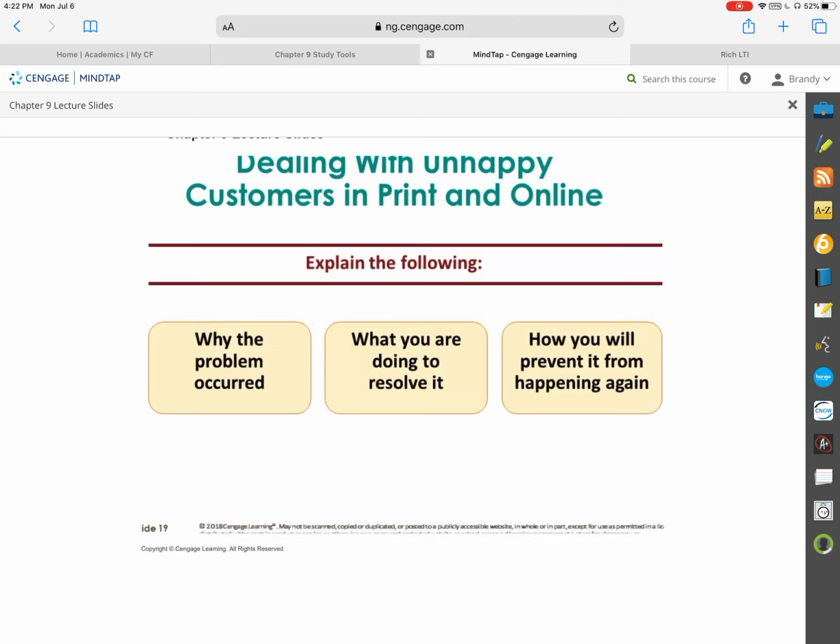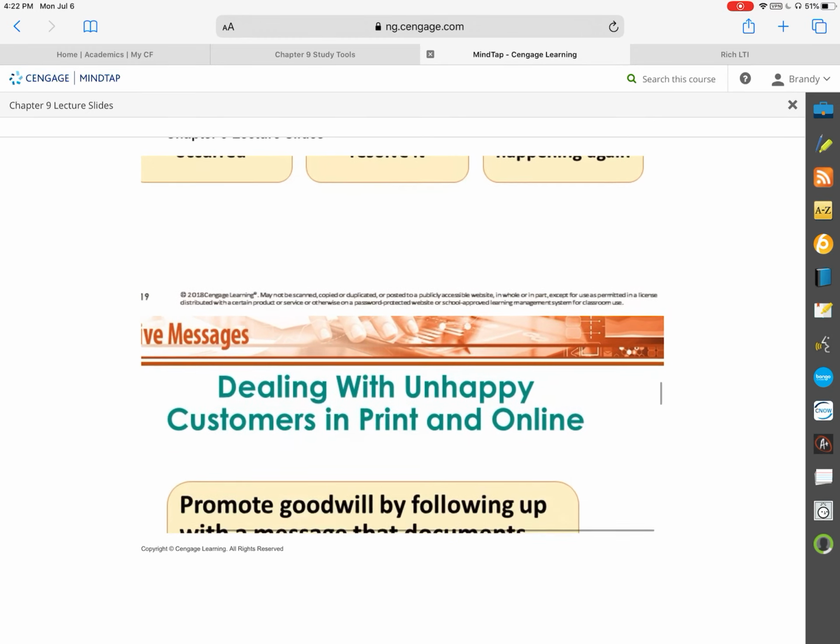This is something called past, present, future that we're looking at here when we're dealing with unhappy customers. We want to, past, explain why the problem occurred, then bring them to present. This is what we're doing currently, right now, present day, to resolve it. And then also future. How can we prevent this from happening again to them as our customer? So, great little technique, past, present, future, that you might want to check out and use.